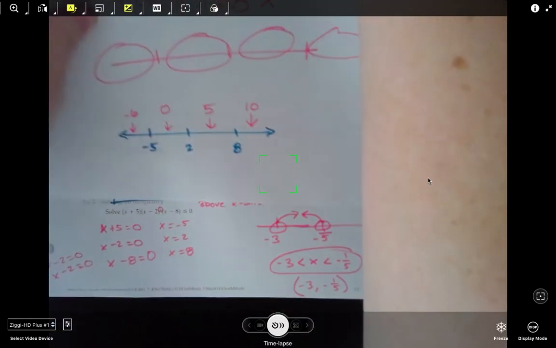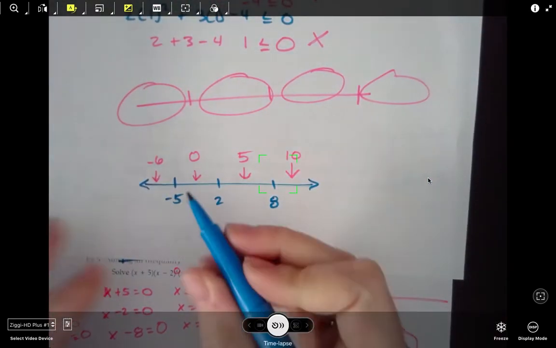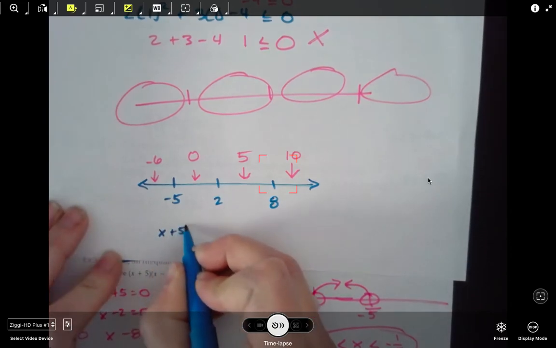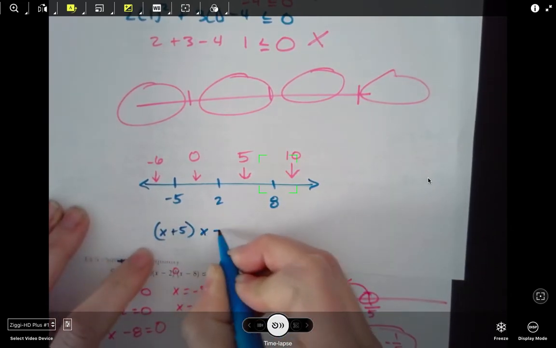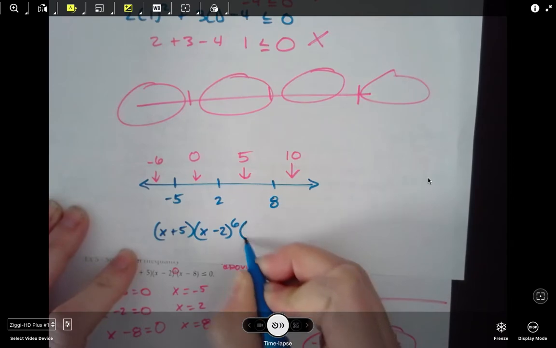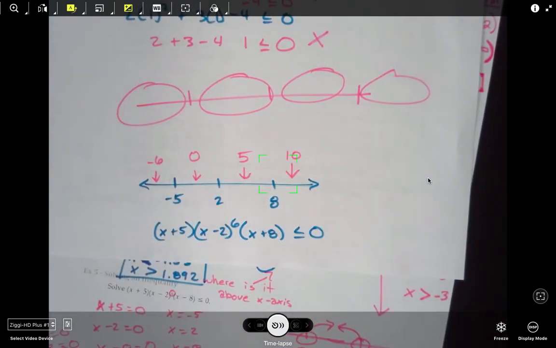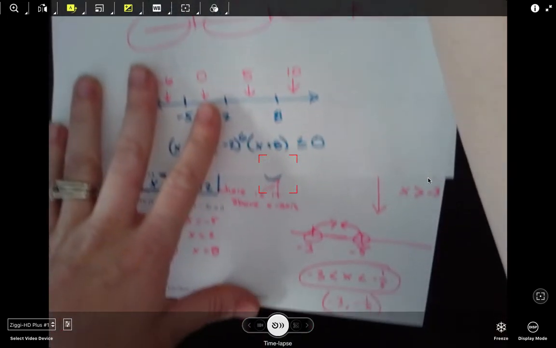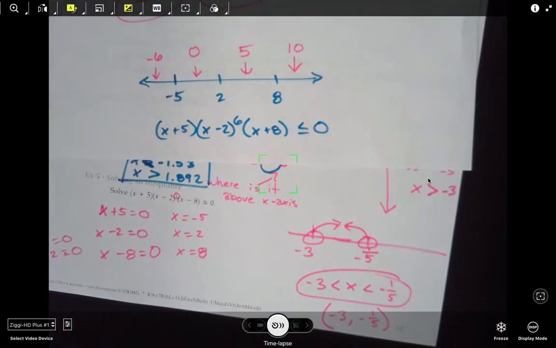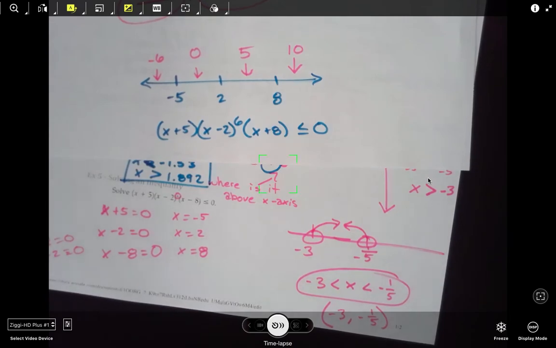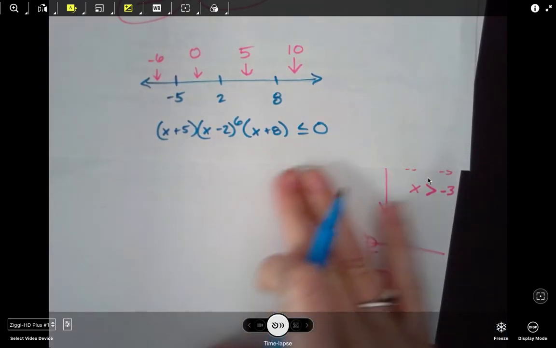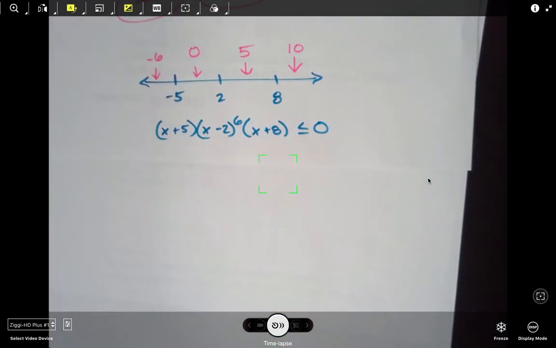Okay, so we're plugging these into my original equation. The original equation is this: x plus 5, times x minus 2 to the 6th power, times x plus 8, is less than or equal to 0. Okay, this is how you cheat. This is how you make this really, really easy. Our first number that we're testing is negative 6. I do not care what this number comes out to be.